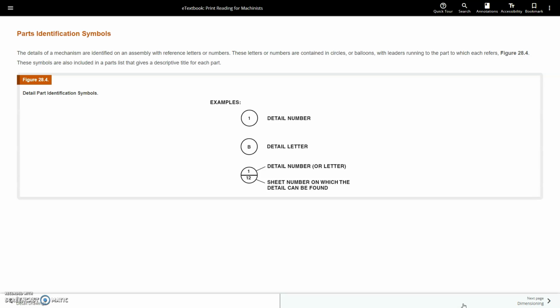The details of a mechanism are identified on an assembly with reference letters or numbers. These letters or numbers are contained in circles or balloons with leaders running to each part to which they refer. Figure 28.4. These symbols are also included in a parts list that gives a descriptive title for each part. So, the example here is: 1 is a detail number, B is a detail letter, a detail number or letter, and then over 12, which would be the sheet number on which the detail can be found.